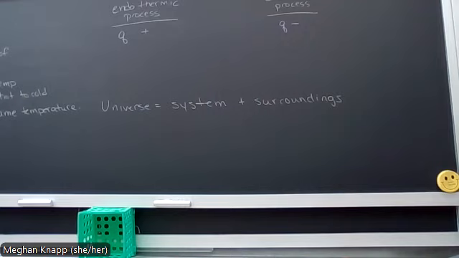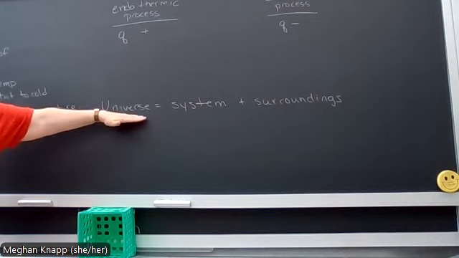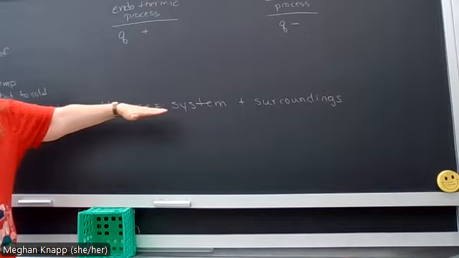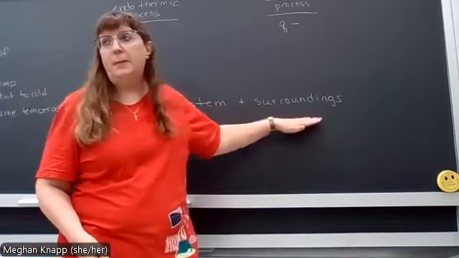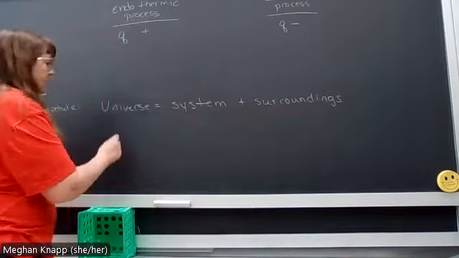Now, as far as what we can measure and what we care about, that system is probably only affecting the things right next to it. Sometimes that's you. Mostly that's going to be its container and things that are immediately around it. But because you are part of the surroundings, what's happening to you is the opposite of what's happening to the system. Because if the total change is always zero, then the change for the system has to be the opposite of the change for the surroundings.